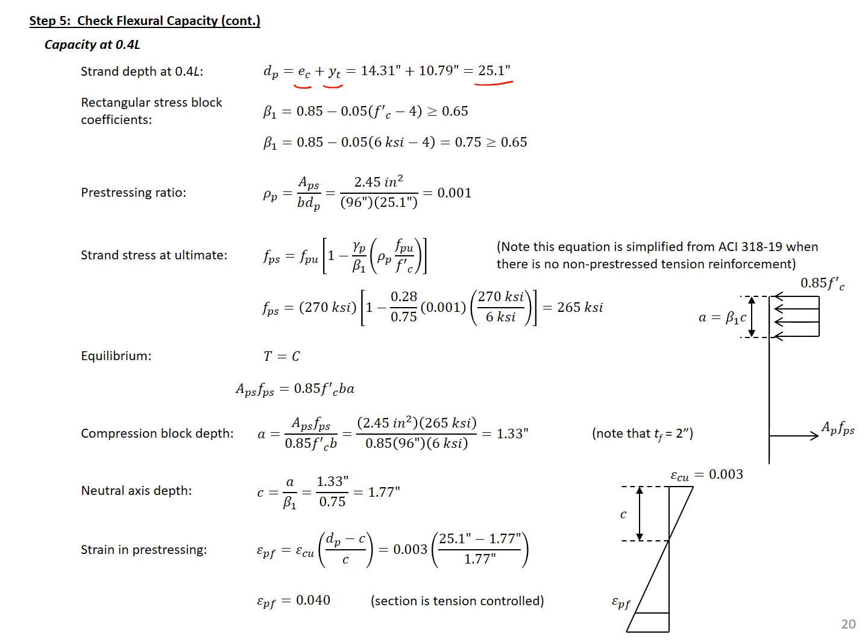Next, we need to find our rectangular stress block coefficients. This coefficient is dependent on our concrete strength. Here we have 6 KSI concrete, so we'll have a beta 1 of 0.75. Next, we'll find the strand stress at ultimate, or our fps. To do this, we first need to find our prestressing ratio. So the prestressing ratio is just the area of our strands divided by b, the width of our compression block, or in this case, the width of the top flange, times dp, or 25.1 inches. So here you can see that we have a prestressing ratio of 0.001.